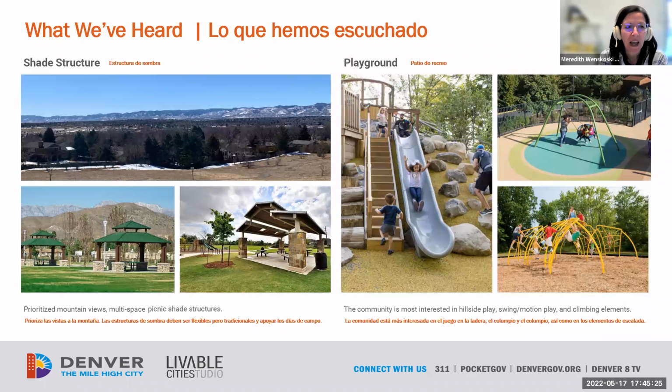Next. And so just to summarize what we've heard and how we use that moving forward in the design, overall in the shade structure and some of the gathering spaces, very clear to prioritize the really beautiful mountain views that the park has, and design and plan for these picnic shade structures that have multiple spaces and can accommodate numerous groups. And then the feedback on the playground is really helping guide us because the interests are clearly in that hillside play, so the slide idea, swings, and other climbing elements.